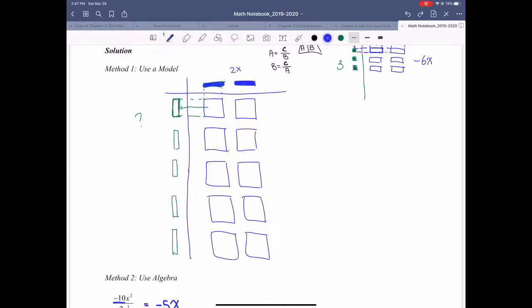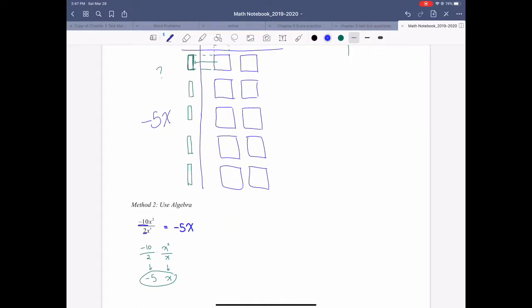All right, so what's the final answer? 1 2 3 4 5, and it should be negative 5x. Or do we get the same thing? Yes. Okay, same thing here.